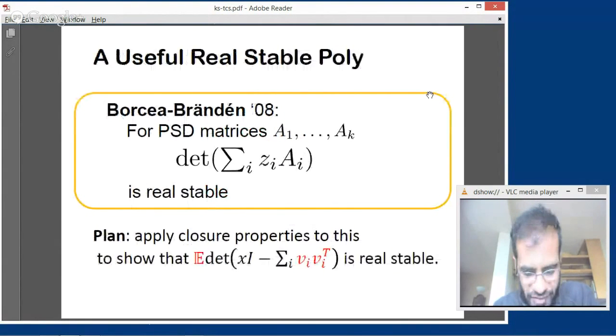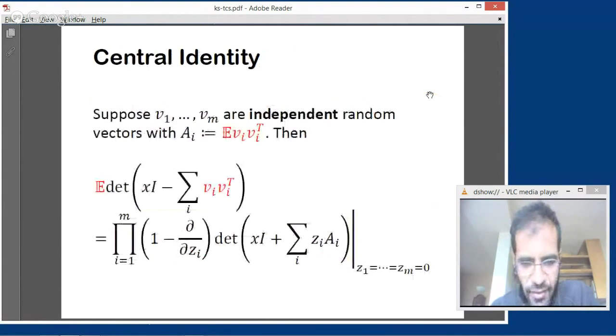The success of this depends on one identity, which I'm going to call the central identity, and it says the following. Suppose I have m independent random vectors v1 through vm, and their covariance matrices are Ai. Then the expected characteristic polynomial of the sum of vi vi transpose, the thing I'm interested in, can be written as follows. It's some kind of multivariate characteristic polynomial: a determinant of xI plus the sum of zi Ai, where Ai are the covariance matrices.